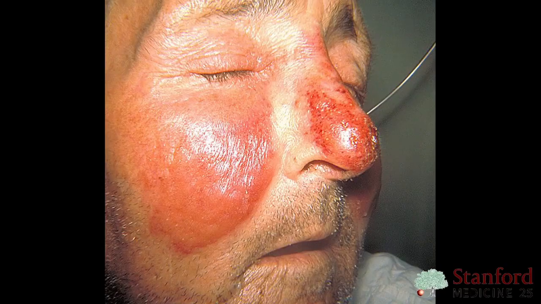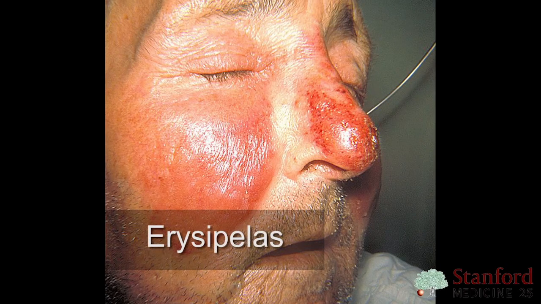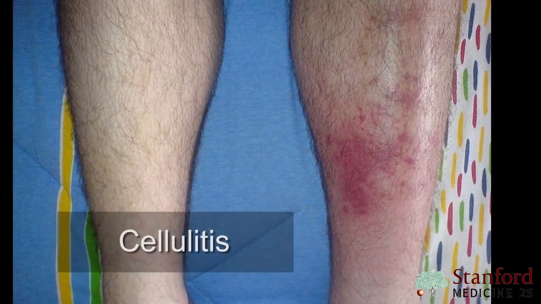So after we choose the appropriate noun, we have to fill it out with some adjectives. We can talk about the size of a lesion. We can talk about whether or not its borders are clearly defined, in other words, its demarcation. Well-demarcated lesions are seen in erysipelas. Alternatively, lesions can be not well demarcated, such as in cellulitis.